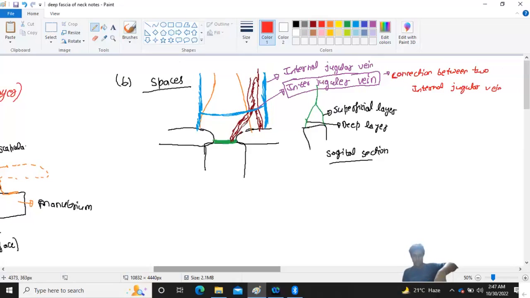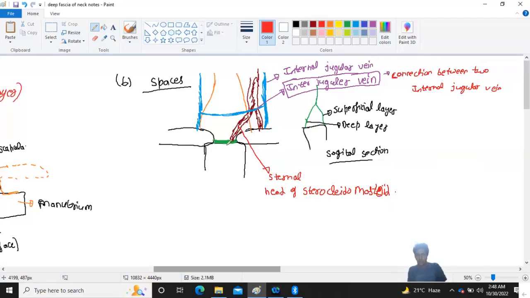Done. And this is the sternal head of the sternocleidomastoid. This is the muscle attached below to the clavicle and sternum, and then it ascends to the mastoid process and occipital region. This is the muscle called sternocleidomastoid. It is attached to the mastoid process, then the occipital region, and here are the clavicle and sternum.